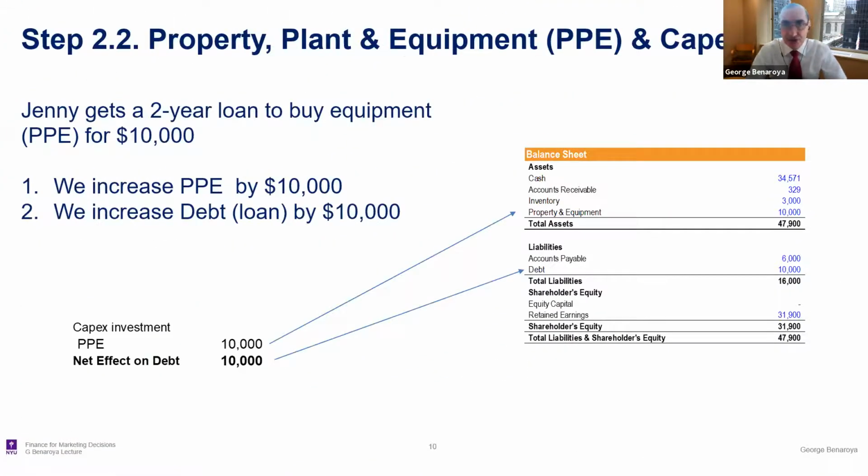Now imagine that she also bought some equipment. She got a loan and the equipment, property, plant, and equipment, it's worth $10,000. So what we will do is to increase property, plant, and equipment by $10,000 and to increase the liability, the fact that we are owing that money. We could call it debt by $10,000, by the same amount. And our numbers tie again.